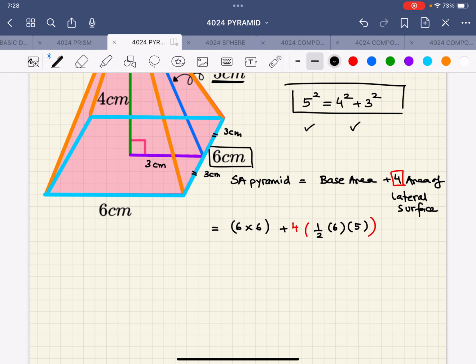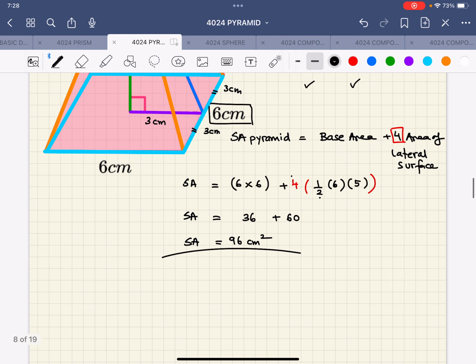Therefore, use a calculator or just basic maths. 36, 2 into 4, that's 2, division. And 6 5s are 30, 30 into 2 is 60. Therefore, this comes out to be 96 centimeters square. That is the surface area of the pyramid. So this thing is done.